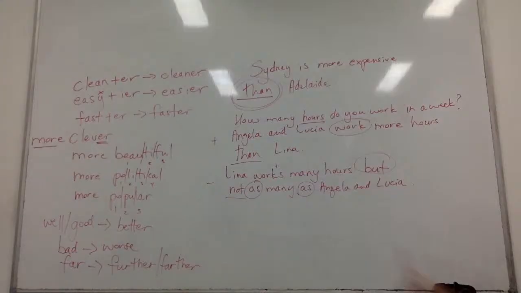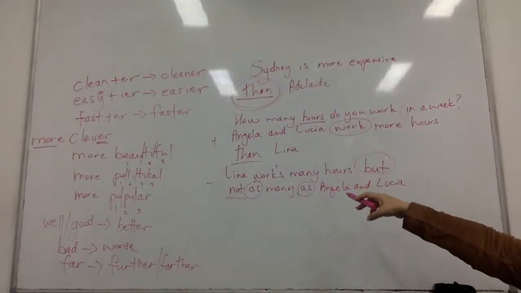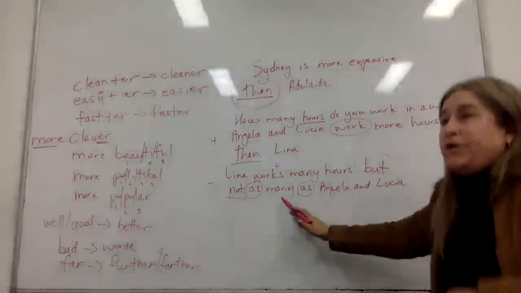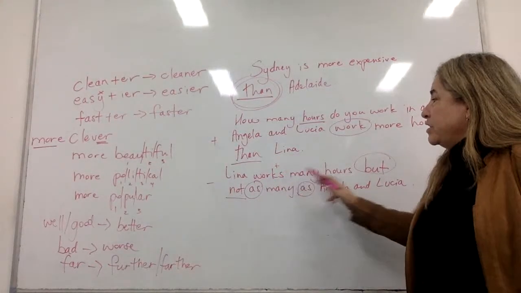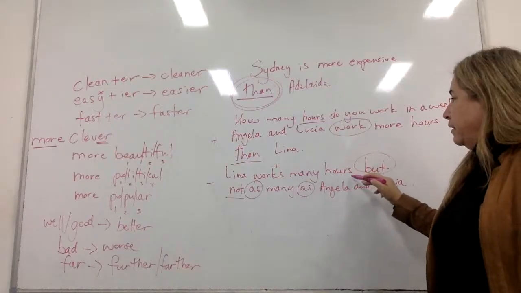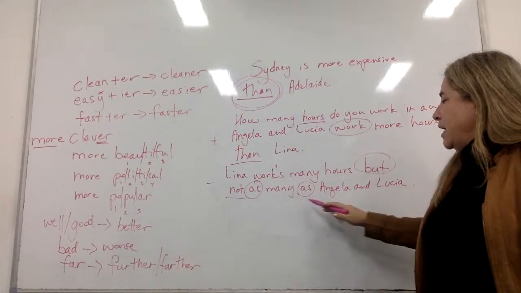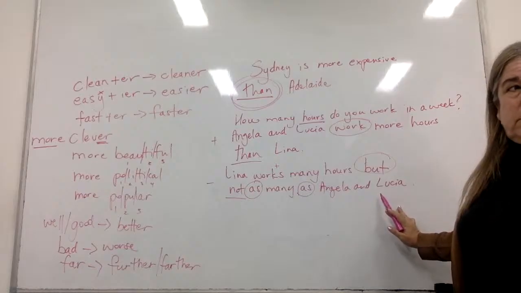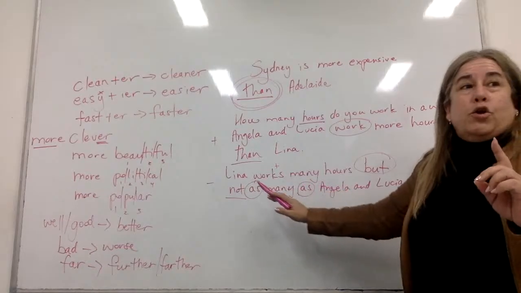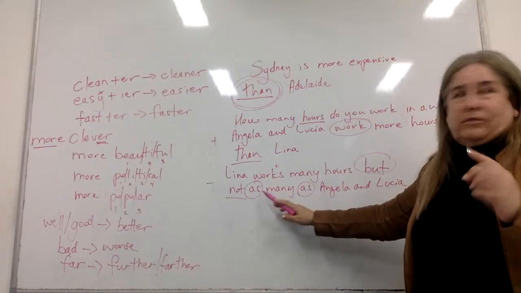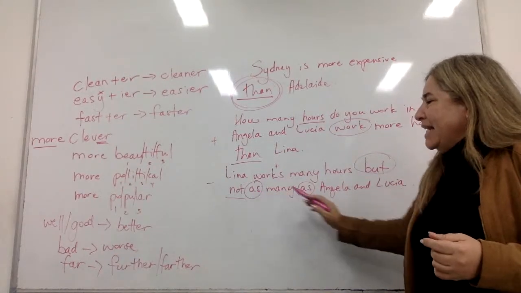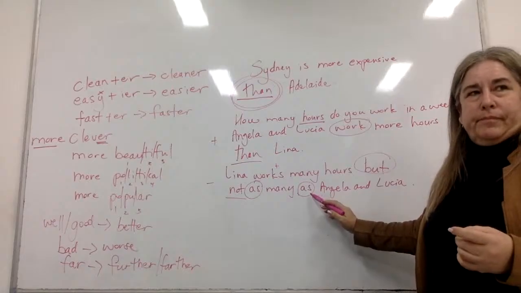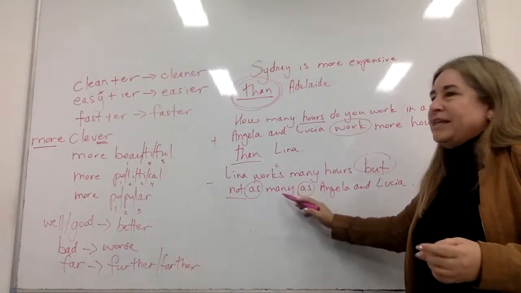Okay, so what are we talking about here? Many. What are we talking about? Hours, right? So here, because I have the idea, Lena works many hours. This is my idea. But not as many as Angela and Lucia. What is the pronoun in Spanish? No as many as. Pero no tan, aquí sería no tantos, porque esto es tan y esto es como. Tantos como Ángela y Lucía.